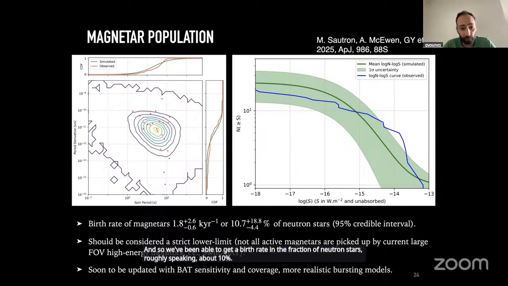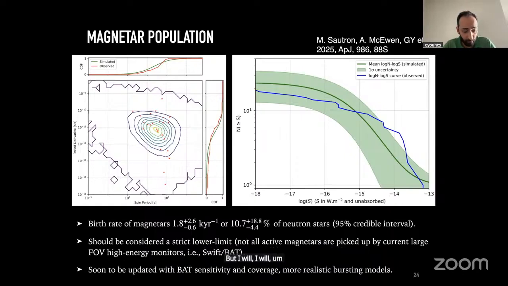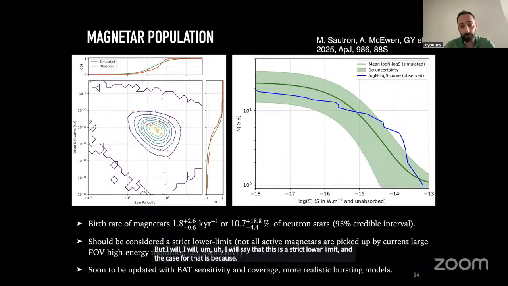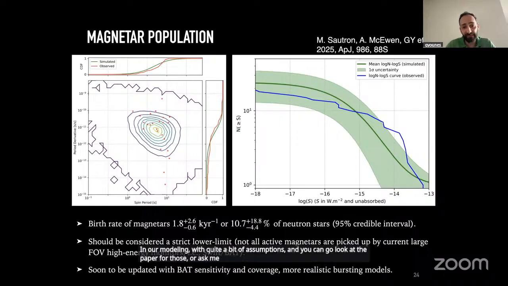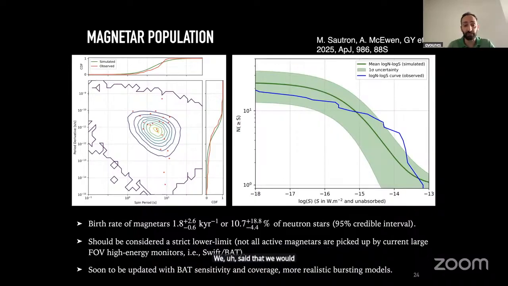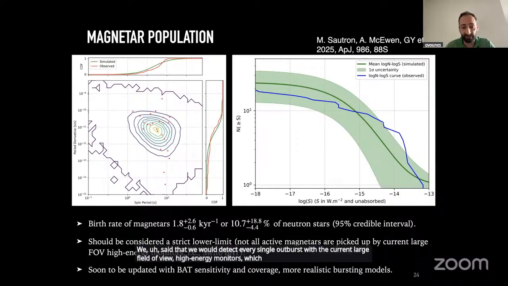But I will say that this is a strict lower limit, and the case for that is because in our modeling, with quite a bit of assumptions, and you can go look at the paper for those or ask me, for this first work, we said that we would detect every single outburst with the current large field of view high energy monitors, which is not the case, and we know it's not the case.